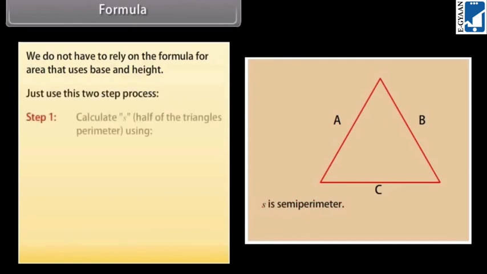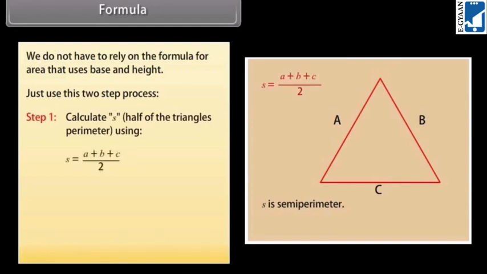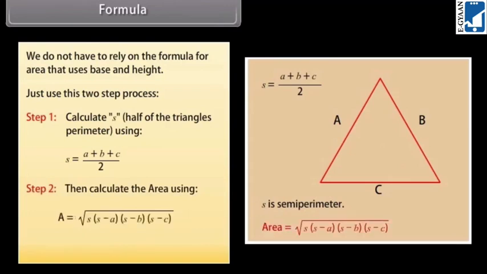Step 1. Calculate S, half of the triangle's perimeter, using S is equal to (A plus B plus C) whole upon 2. And step 2. Then calculate the area using A is equal to square root of S into (S minus A) into (S minus B) into (S minus C), where A, B and C are the sides of the triangle.